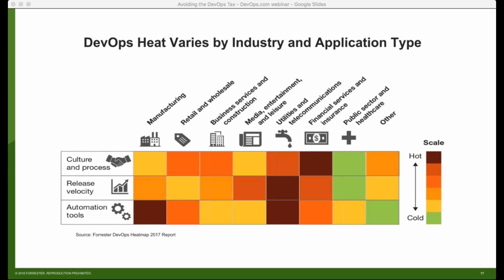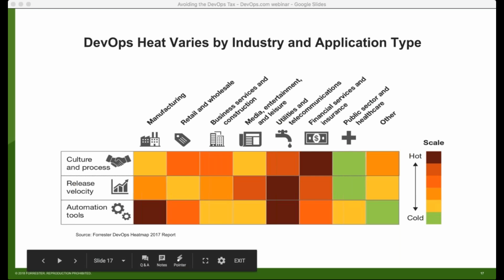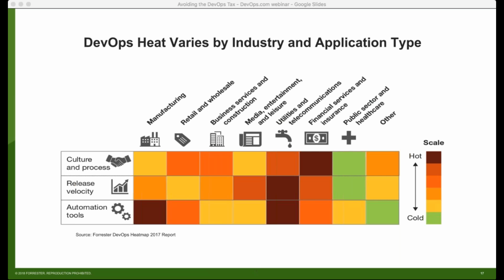And what we're seeing is it kind of varies. Public sector and healthcare are the slowest ones to adopt. Utilities and financial services seem to be the quickest ones to adopt. And kind of in the middle is retail and wholesale. But not too surprising, right? Places where there's a lot of governance can make you go slower. Places where there's less governance allow you to go a little bit quicker.